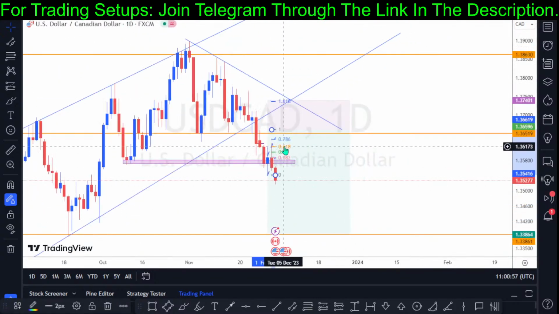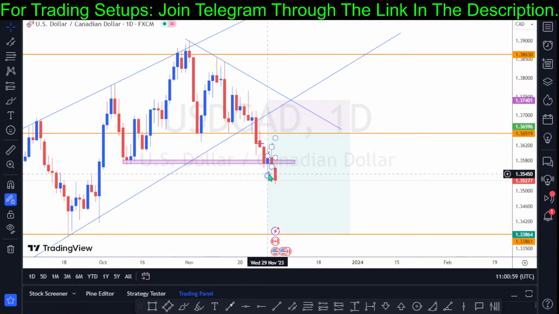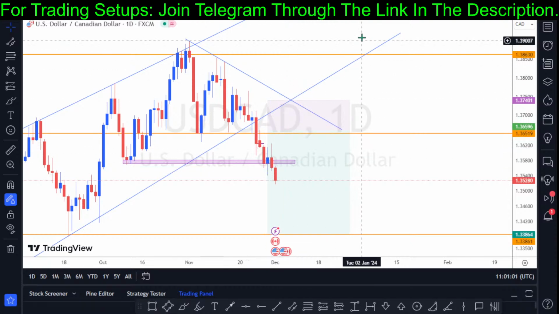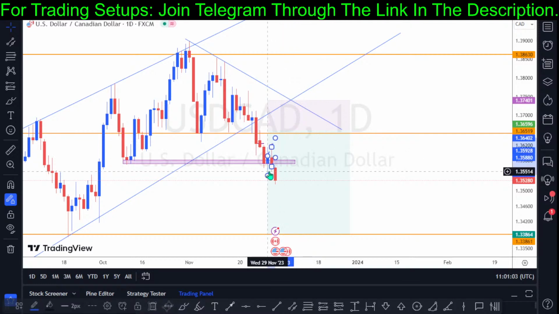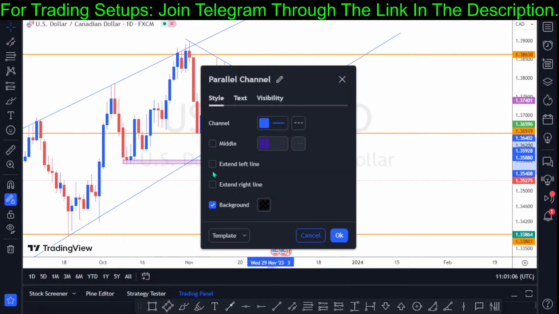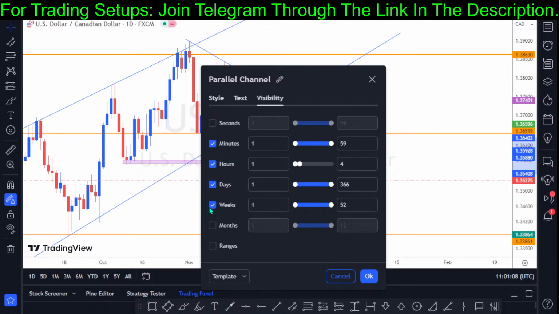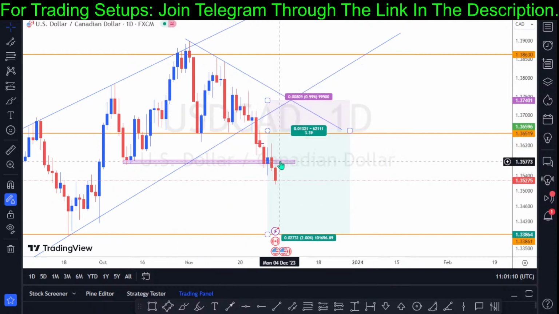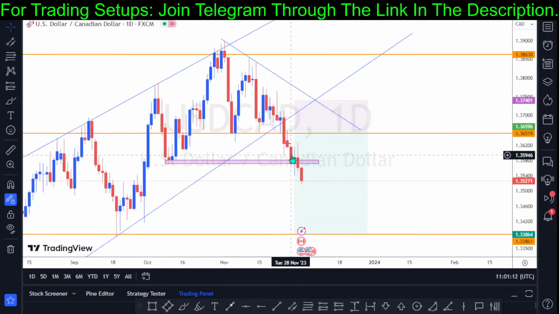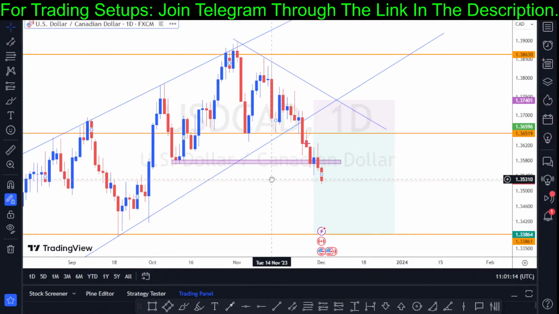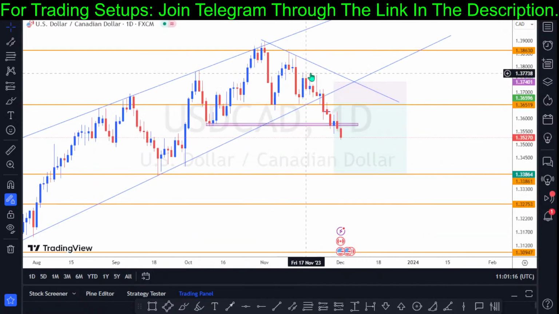So let's try to remove all these drawings right here so we can have a clean chart. Okay, good. So now let's navigate back to what we have based on the day chart. This is what we had on the day chart.